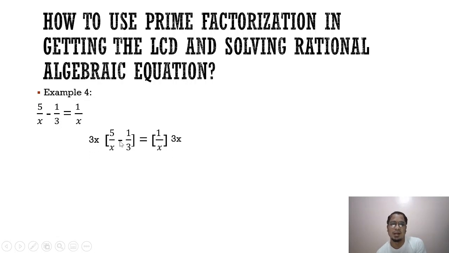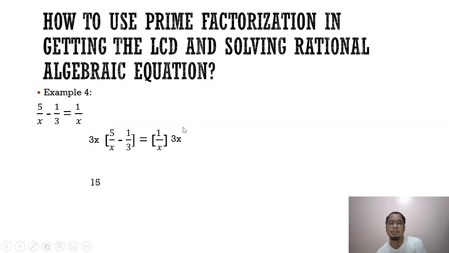So again, meron tayo ditong sign, i-distribute po natin. Huwag nyo munang pansinin yung minus 1/3. Focus lang tayo sa 5 over x. Ito, imumultiply natin dito. Meron tayong pwedeng mawala, yung x. So, ang magiging step natin will be to multiply 3 by 5. And that will give us 15.